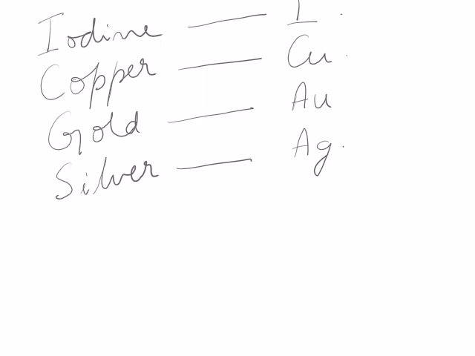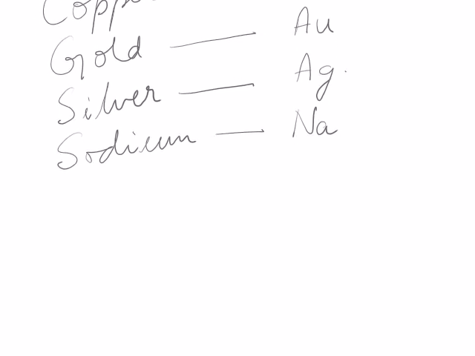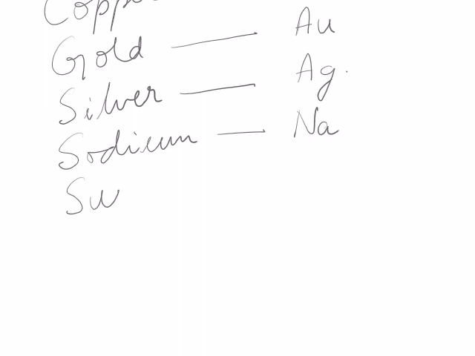Then sodium. The symbol is again Na, which is based on its Latin name natrium. So you may again think, why not S? Because the symbol S is given to another element called sulfur. Sulfur has been given the symbol S.